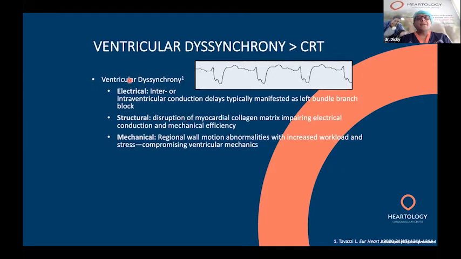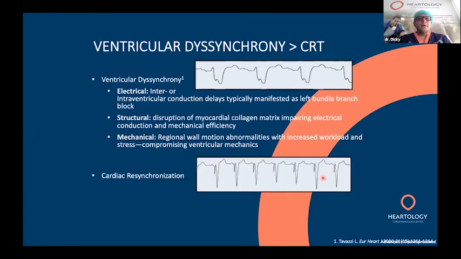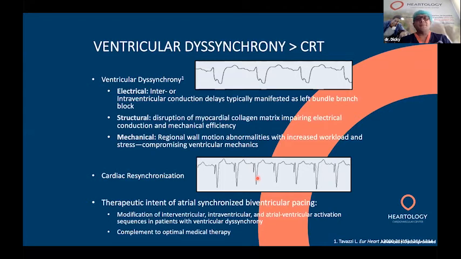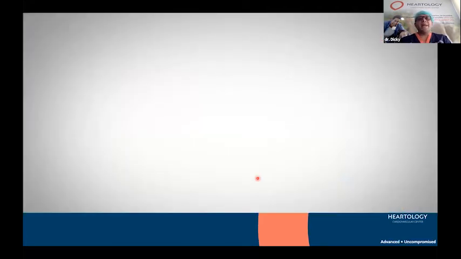Usually, the electrical inter or intraventricular conduction delays, which is typically manifested as left bundle branch block, and there's a disruption of myocardial collagen matrix impairing electrical conduction and mechanical efficiency. So this is the electrical left bundle branch block. Usually we can correct this with cardiac resynchronization, where we can try to improve the electrical conduction, which then translates into improvement of mechanical contraction. That's why it is also called a biventricular pacing.